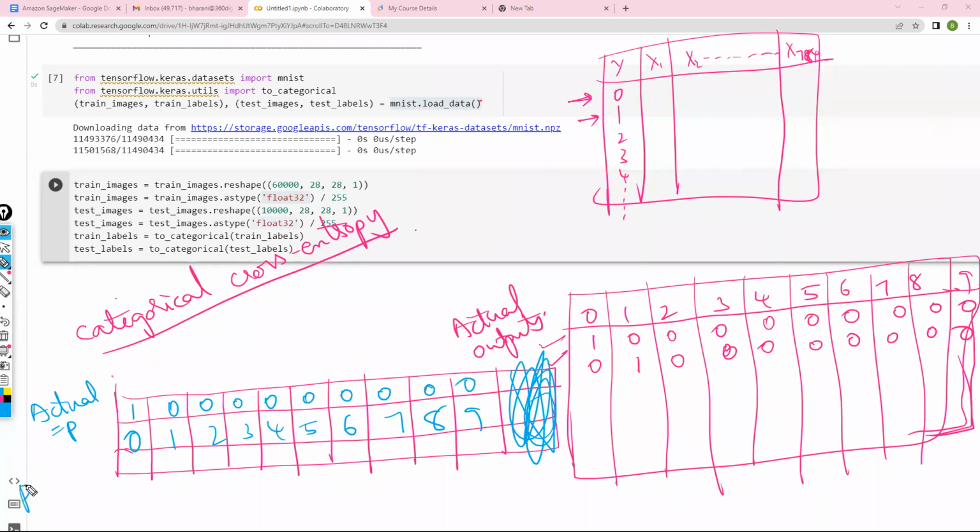And then you have the predicted values. Let me call predicted values as Q. There is 0.9 probability that it could be a 0. There is 0.01 probability that it could be 1. There could be 0.002 probability it could be 2. 0.01 probability that it could be 3. That way you have the probability values.